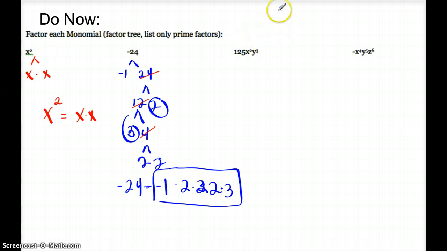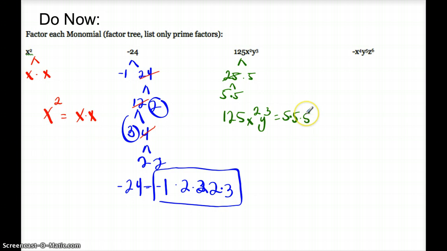125, same thing. We'll break that down into 25 times 5, and this one can be 5 times 5. Now this is why your division comes in very handy. You have to know those items. So 125 x squared y cubed is going to be 5 times 5 times 5, and I see two x's, x, and 3 y's. 1, 2, 3.